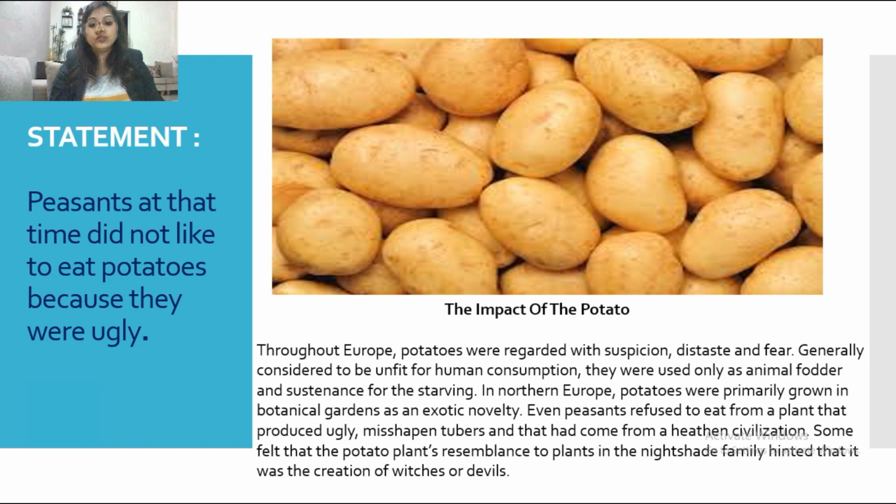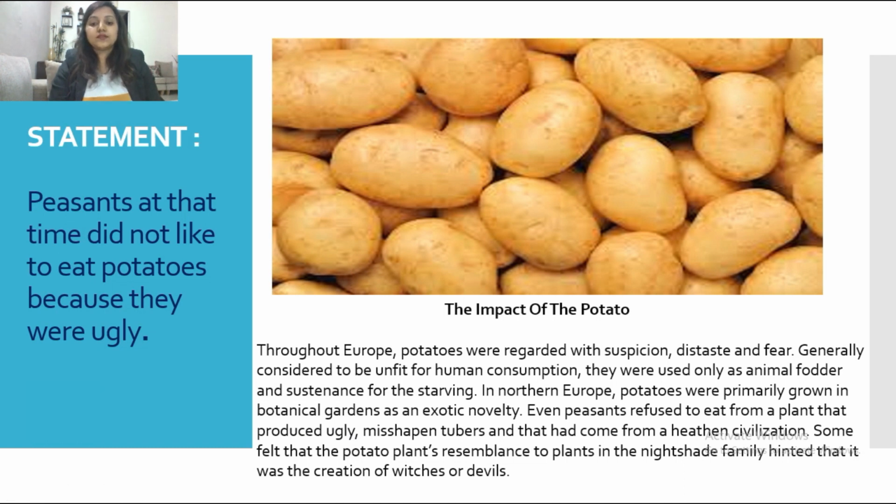After going through the paragraph, you'll be able to find the information that the peasants refused to eat from the plant. The peasants did not like to eat potatoes. Yes, the reference is there. Now we just need to find out whether the reason is given or not. Because they were ugly. Even peasants refused to eat from a plant that produced ugly misshapen tubers, right?